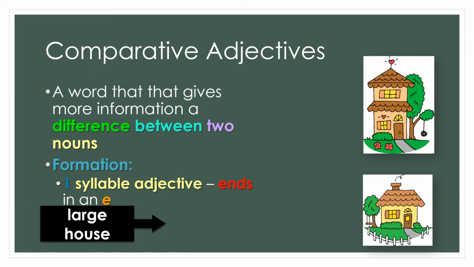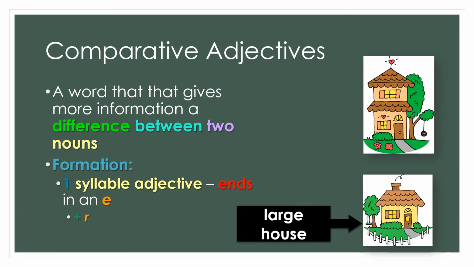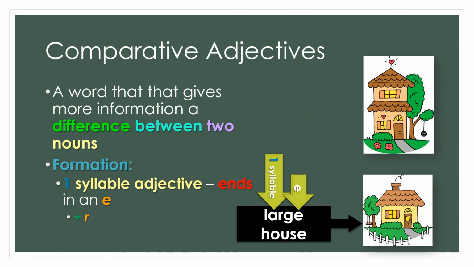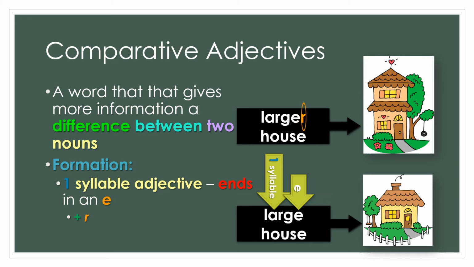Another example, large house. Large, one syllable. The word large ends in an E. So to make the word large into a comparative adjective, you add the letter R, larger house. This is a larger house than the other house.